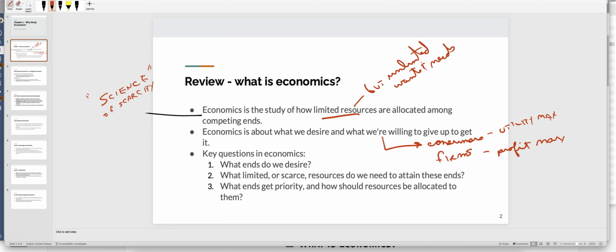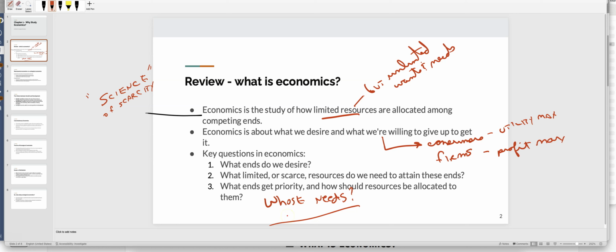And so what that leads to are these key questions in economics. How are we going to decide these scarcity decisions, right? What resources are we going to use to satisfy what needs, but also whose needs? What ends should get the priority? What wants and needs are going to get the priority? But I'm going to add also, whose needs are going to be satisfied?